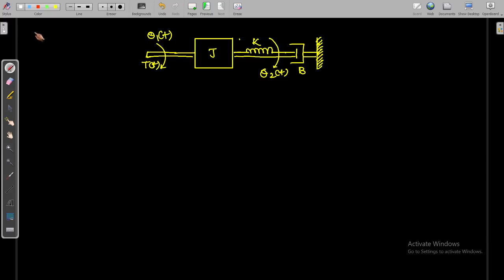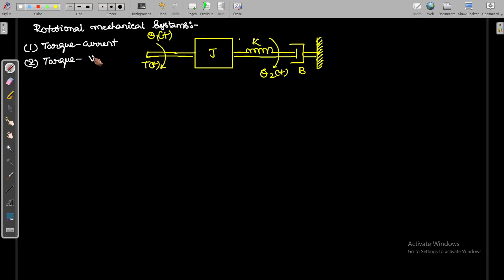Today we are going to see what analogous systems are, particularly for rotational mechanical systems. For this problem we are going to see how to draw the analogous systems. In rotational mechanical systems we have two types. One is the torque current analogy. Next we have the torque voltage analogy.